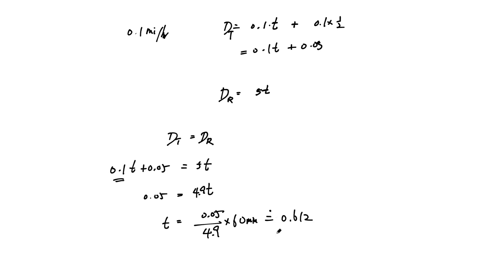So actually the question asks for how much the rabbit should run before catching up. So we're actually looking for the distance. So it's 5 times, I guess, 0.05 over 4.9.